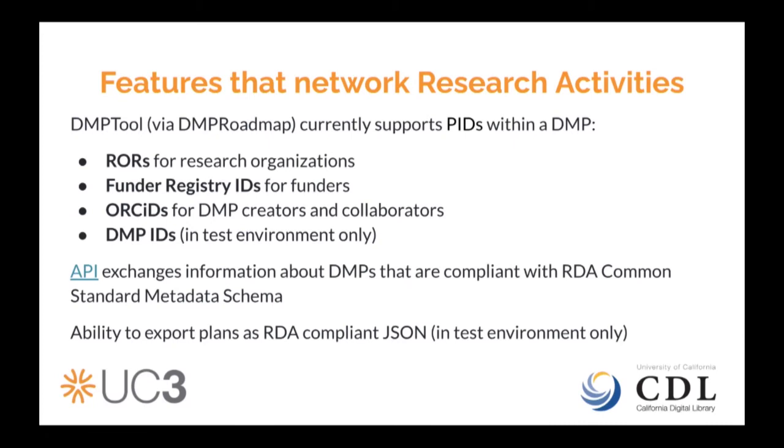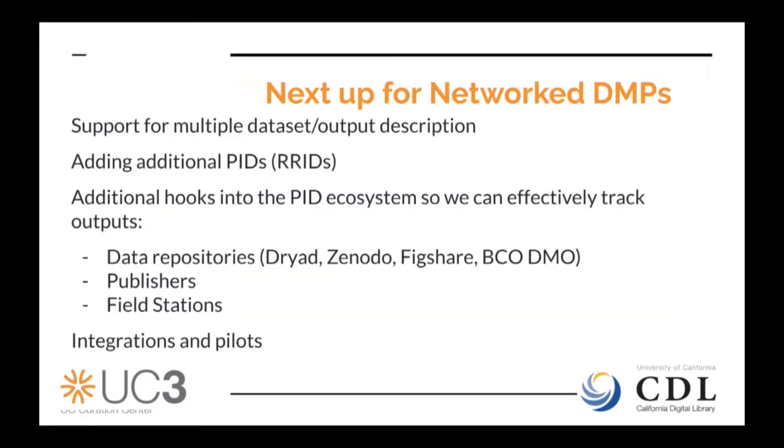So you can export plans as RDA compliant JSON through the API, or you can do it on an individual basis within the tool. Where you download to a PDF, you will be able to just download to JSON if you want to do so. I think most people will use the API, but if you just want to take a look quickly, you can also do it that way. You can go to the next slide.